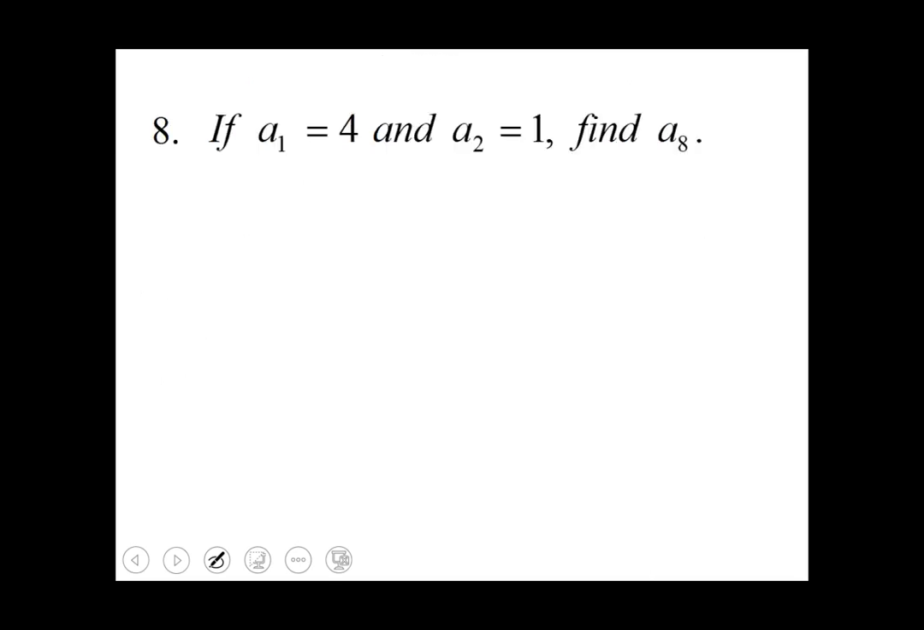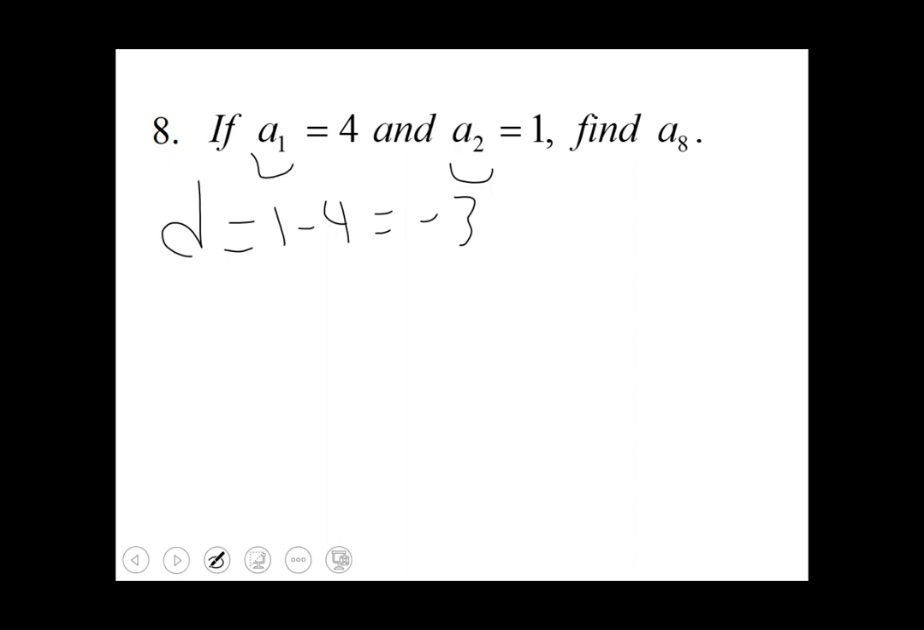Our last example here is number 8. So here I give you the first term and the second term, and I ask you to find the 8th term. So again, I'm going to show you how to do it both ways, and then keep in mind that you could certainly do either. So because you know the first term and the second term, you're actually able to find the common difference by simply subtracting 1 minus 4, which is equal to negative 3.